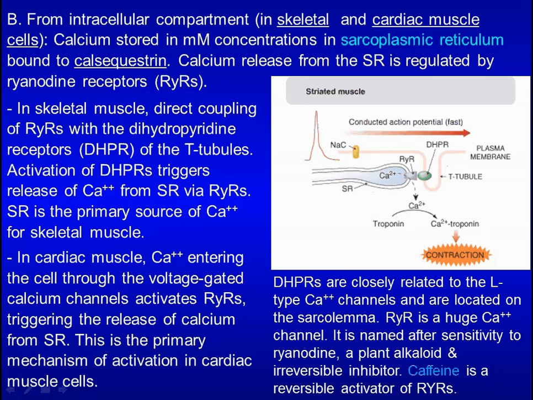In cardiac muscle, calcium entering the cell through the voltage-gated calcium channels activates the ryanodine receptors, triggering the release of calcium from the SR. This calcium-induced calcium release is the primary mechanism of activation in cardiac muscle.